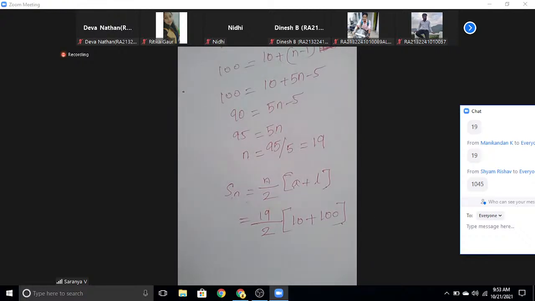This is your last question. Kindly post, all the students, kindly post your answers in the chat box. In my class, totally 114 students are there. Post your answers.